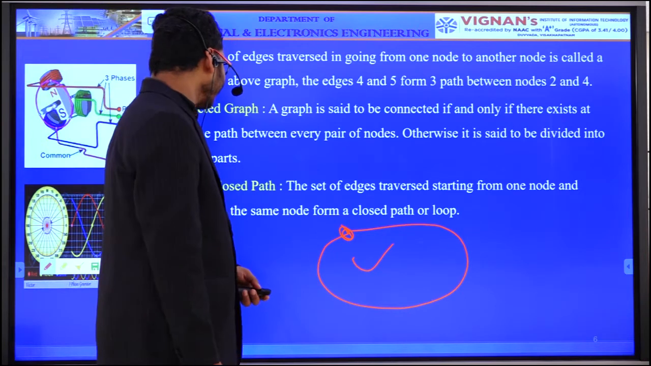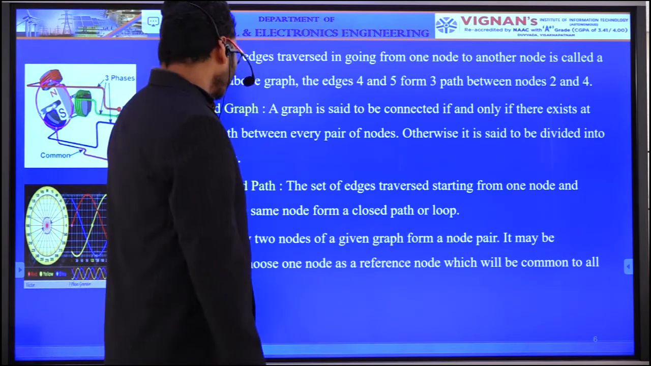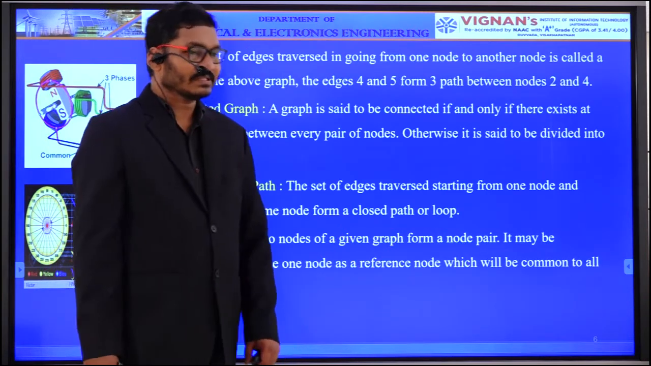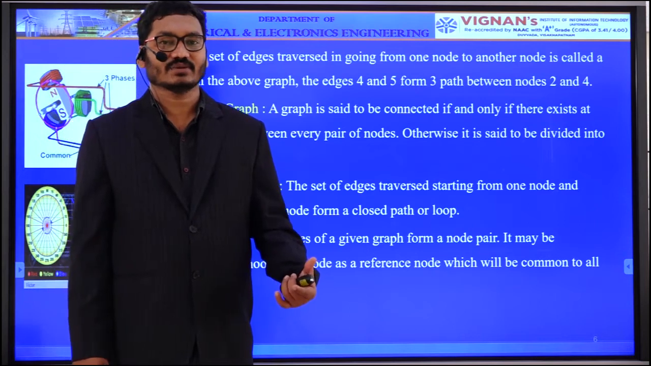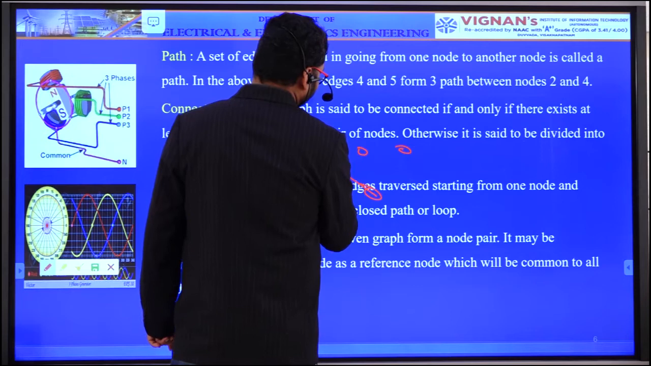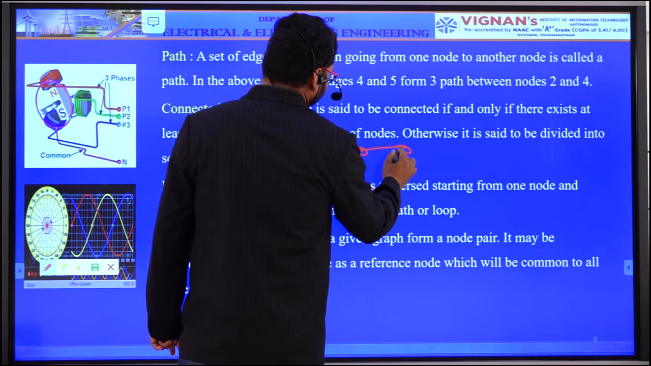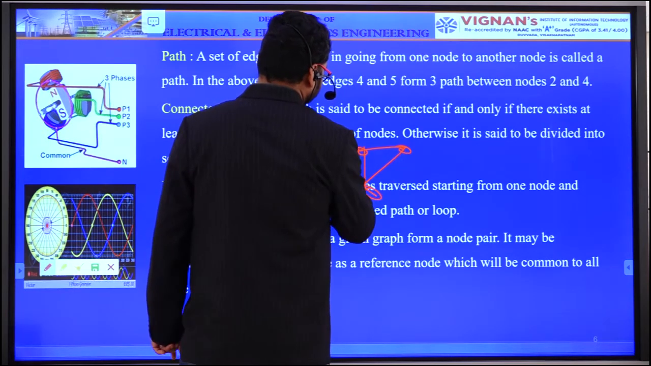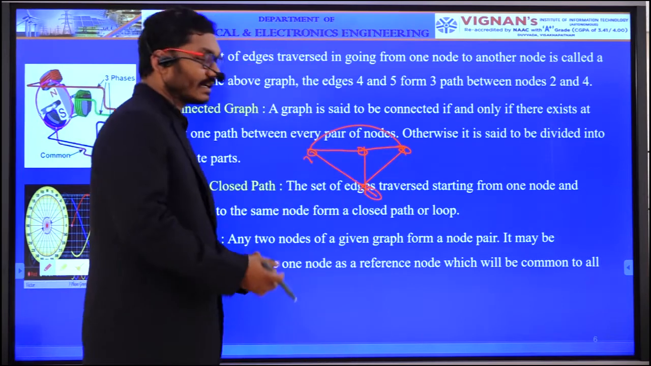Vertex means node. A node pair, as I just told, means the combination. Suppose these are the nodes. This is one combination, one pair. This is one pair, this is one pair, this is one pair, this is one pair. This is the combination.